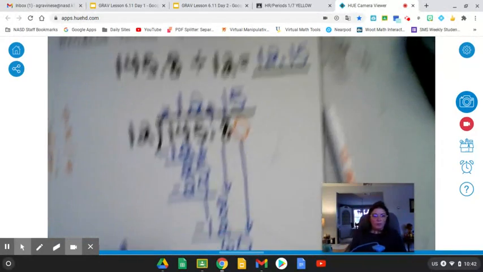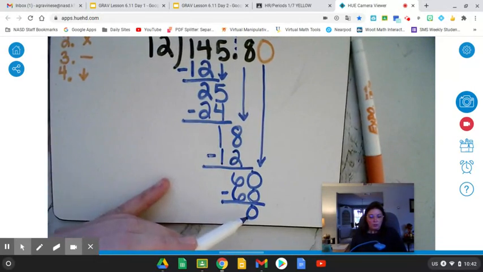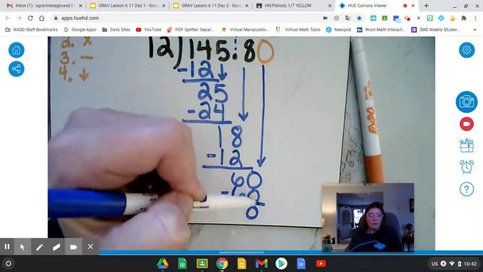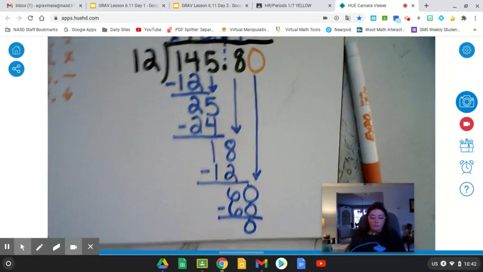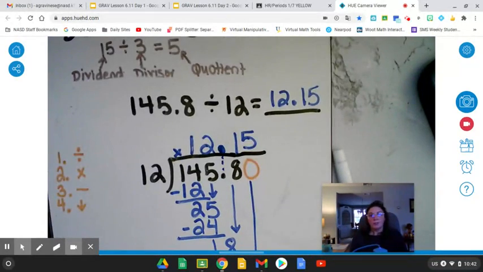Remember, if we would not have had a 0, if we had a different digit here, we would annex another 0 and bring it down, and you can keep going as many times as you need, or you can round your answer, which is typically what we would do.